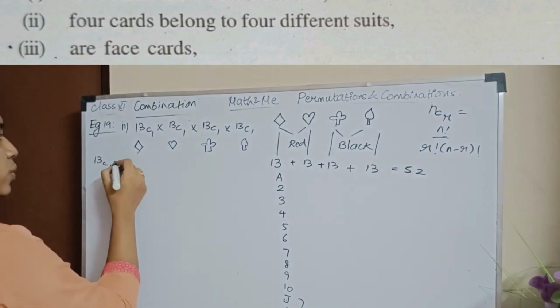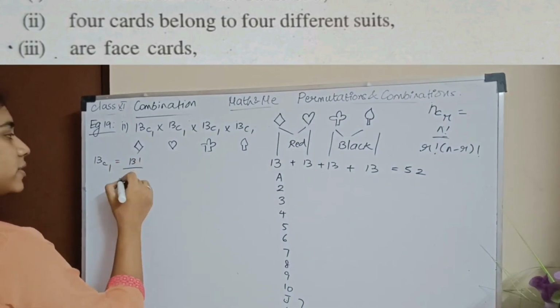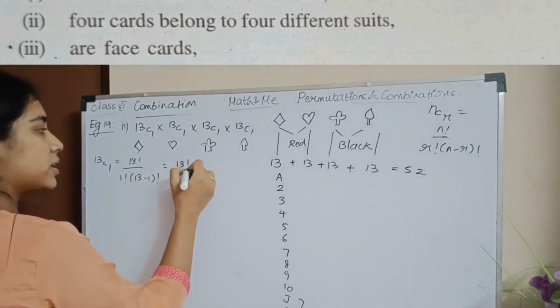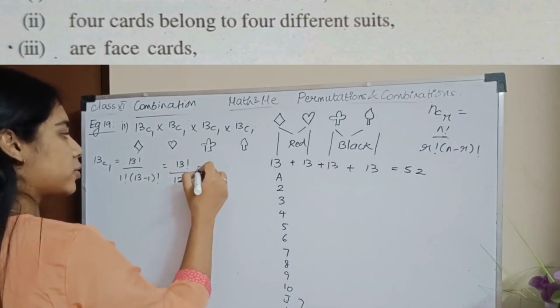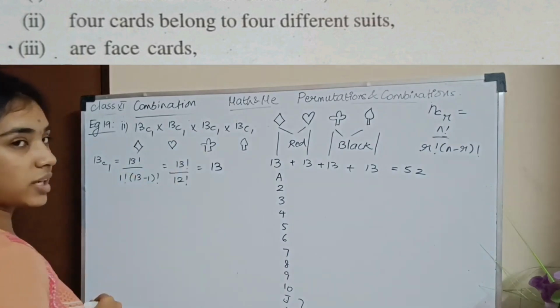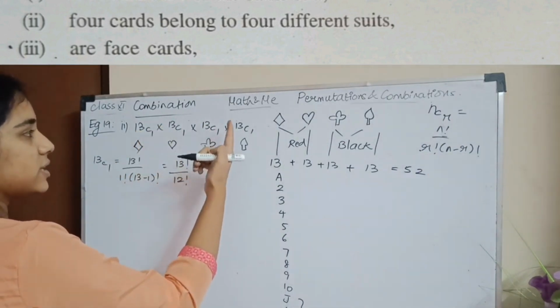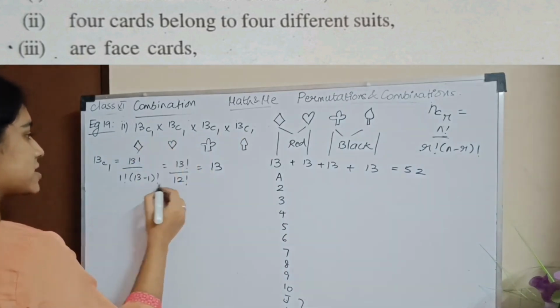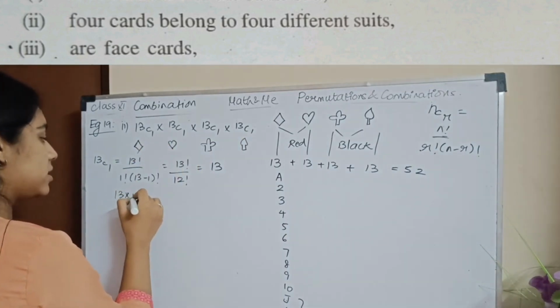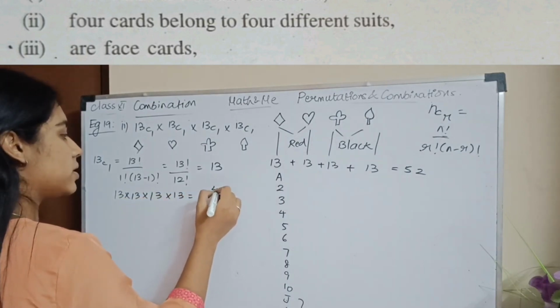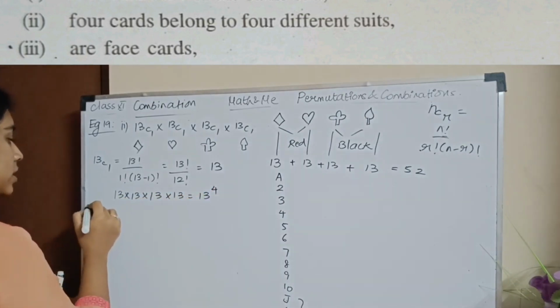What is 13C1? It will be 13 factorial divided by 1 factorial times 13 minus 1 factorial. So it will be 13 factorial divided by 12 factorial. 12 factorial cancels, so it will be 13. So I have 13C1, 13C1, 13C1 and 13C1. So what will be my final answer? It will be 13 into 13 into 13 into 13, which will be 13 power 4. Okay. Third subsection.